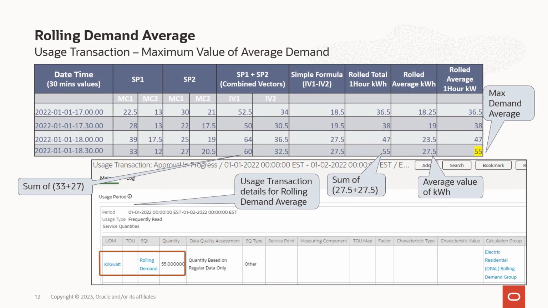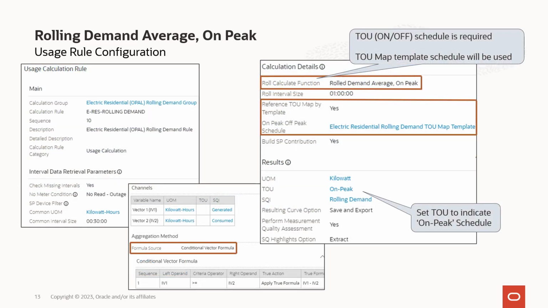After running the usage transaction for a specific date and time, you can see the usage transaction page for rolling demand average. Here, the system calculates the rolling demand average quantity, for example, maximum average kW, and publishes it for a specified date and time. Rolling demand average on peak determines the maximum average rolling demand based on average rolling energy value during on peak hours for all summarized measuring components. Select aggregation method as conditional vector formula and configure the vectors accordingly.